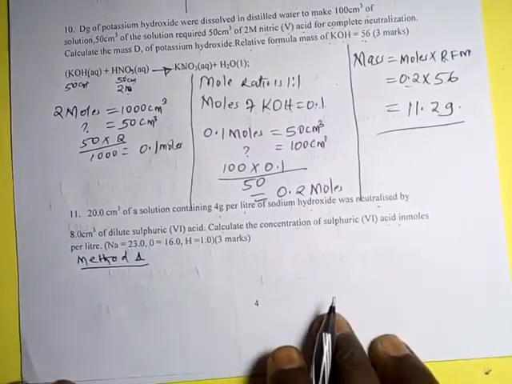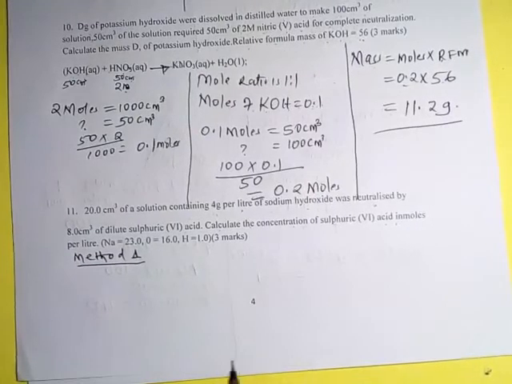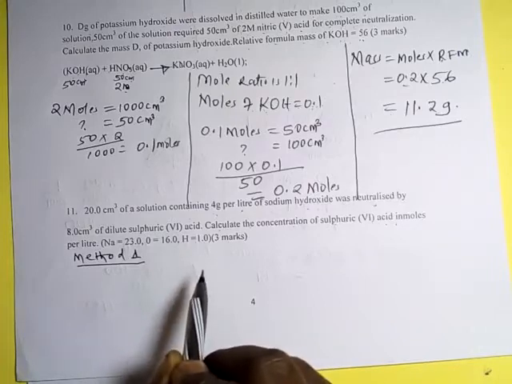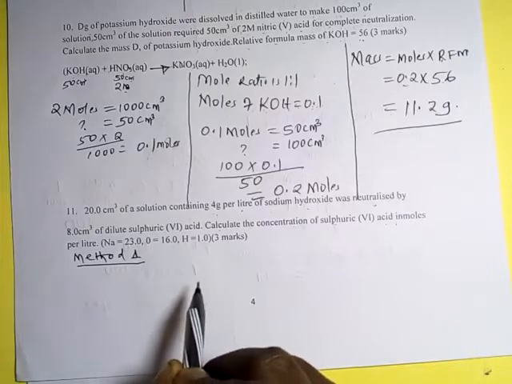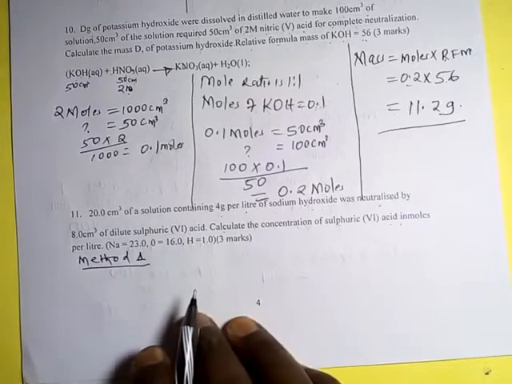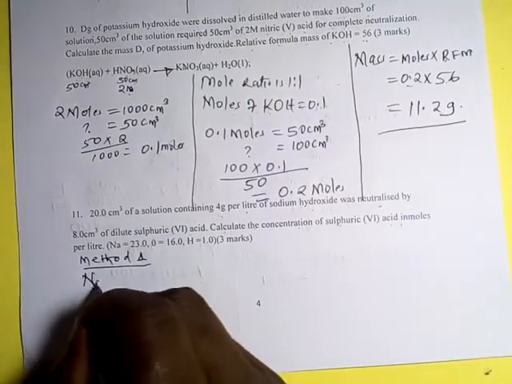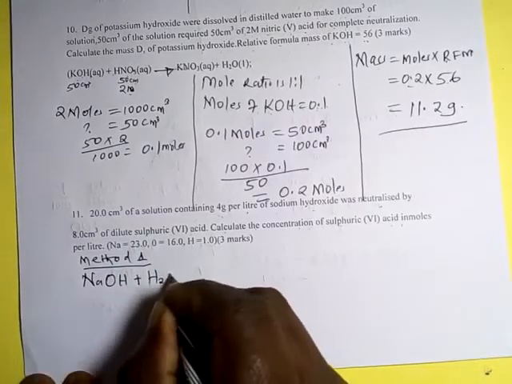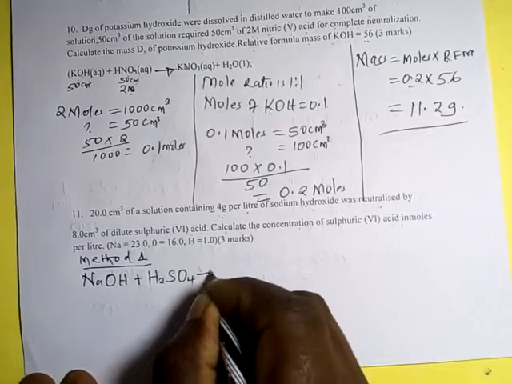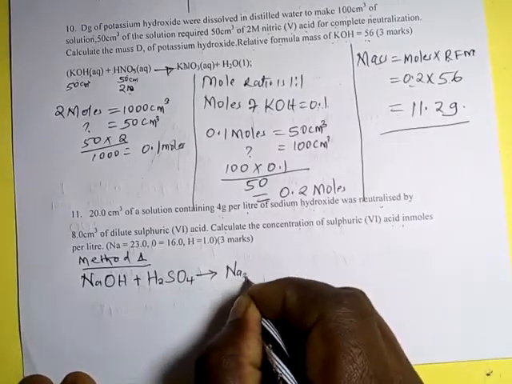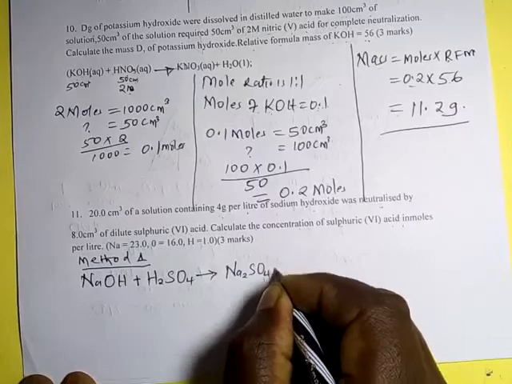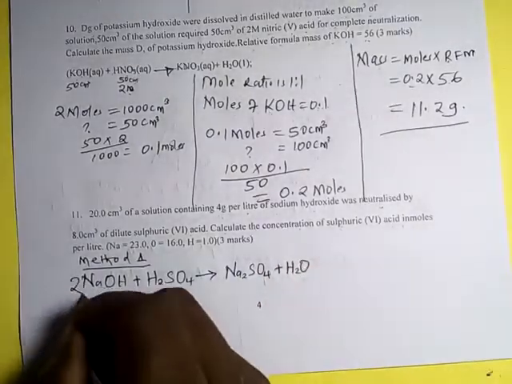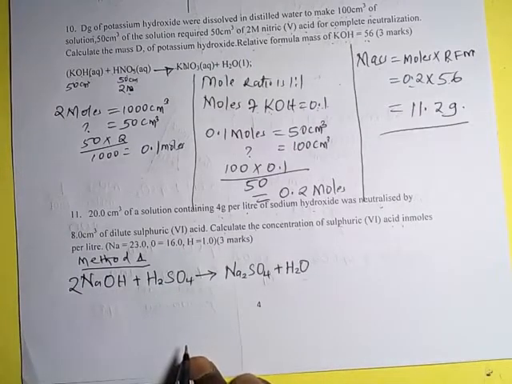Method 1. First, as we know, for every chemical reaction, write the equation and balance it to get the mole ratio. That's the most important thing. So let us write the equation. Sodium hydroxide is reacting with sulfuric acid, and sodium sulfate plus water is formed. We will balance the equation.